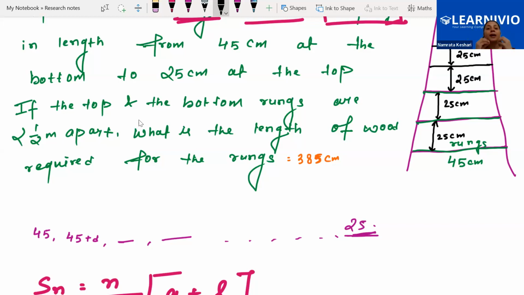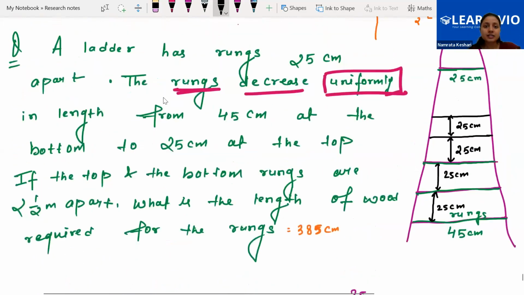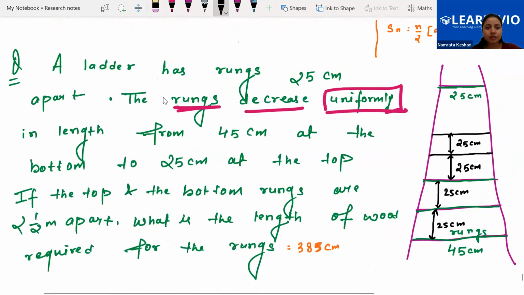In what manner the length is decreasing, that we don't know. The first one's length is 45. The next one's length, we don't know. The last one's length we know, that is 25 centimeter, and it is decreasing. A ladder has rungs 25 centimeter apart. That means the gap between the rungs is 25. So two pieces of information are given here, which can be confusing. You can think that this 25 is the common difference, but no.